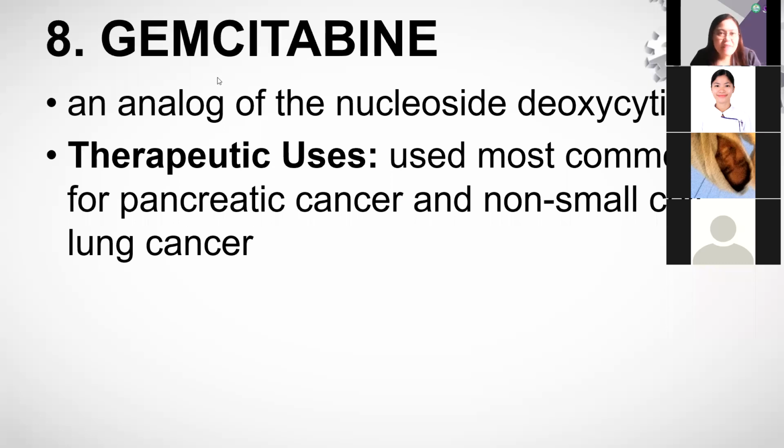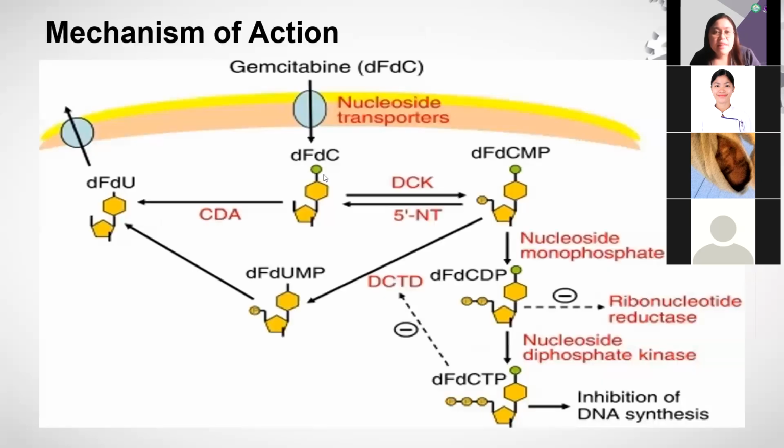Okay, let's have that gemcitabine. That's another anti-metabolite agent, which is also an analog of the cytosine. So specifically, this is nucleoside deoxycytidine. Ginagamit siya for pancreatic cancer and non-small cell lung cancer. Makalisang kayo iyahang mechanism of action, but dili lang tamalisang.